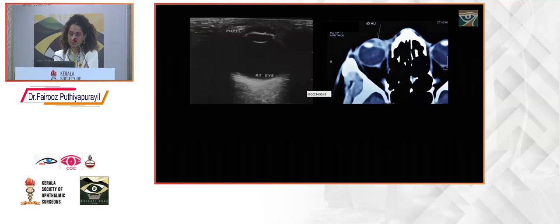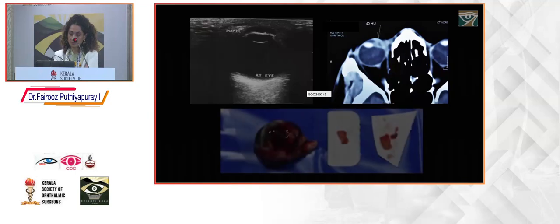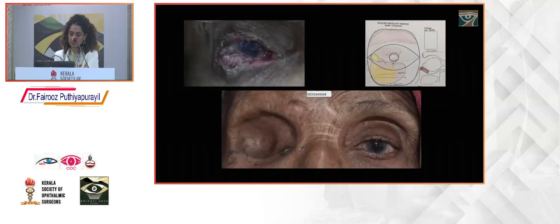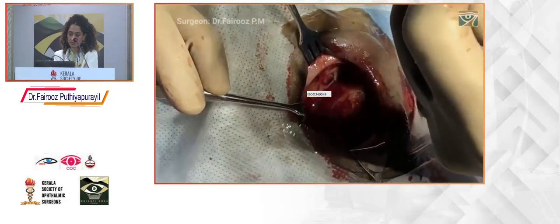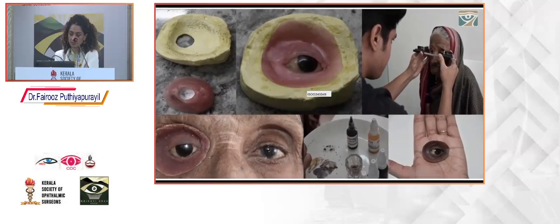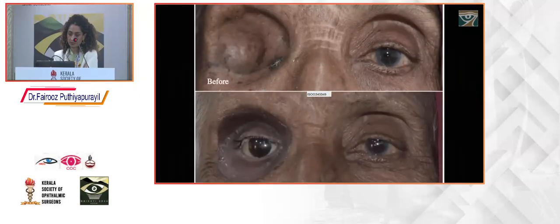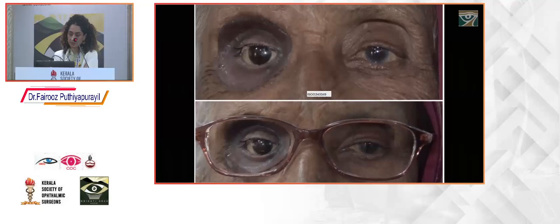For intraocular extension, options for management include extended enucleation. For cases with orbital extension, exenteration is the treatment of choice. It is possible to provide good cosmetic rehabilitation in such cases.